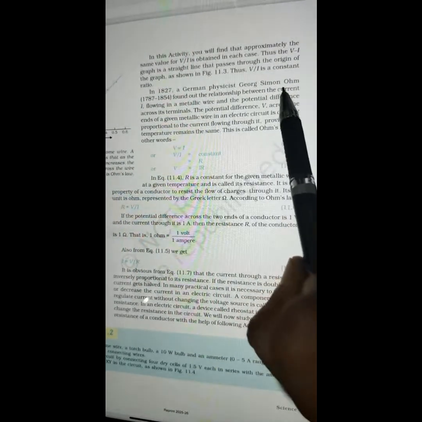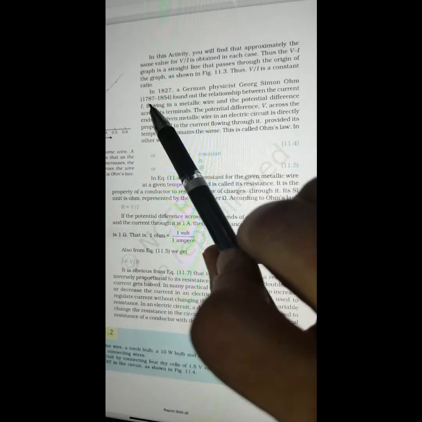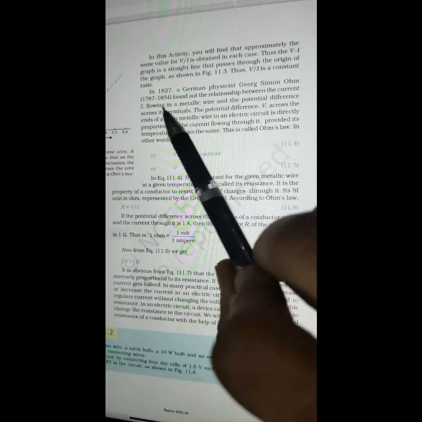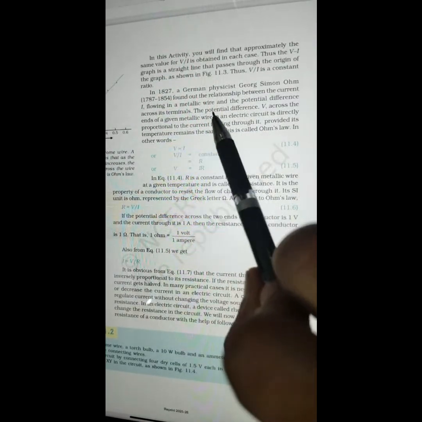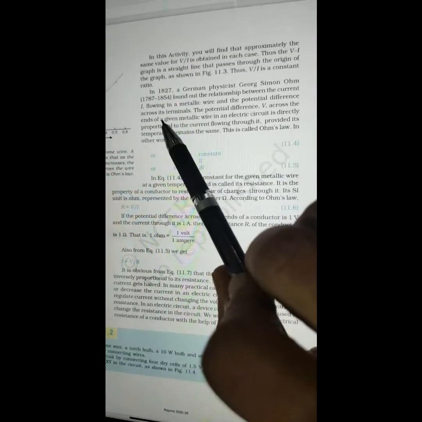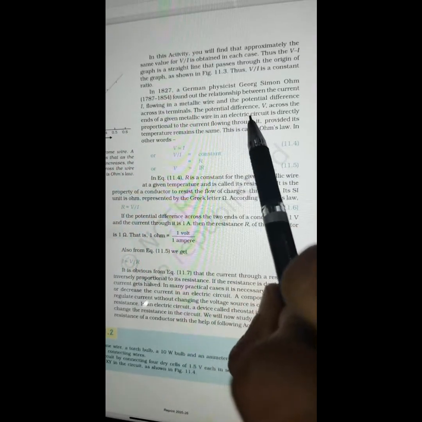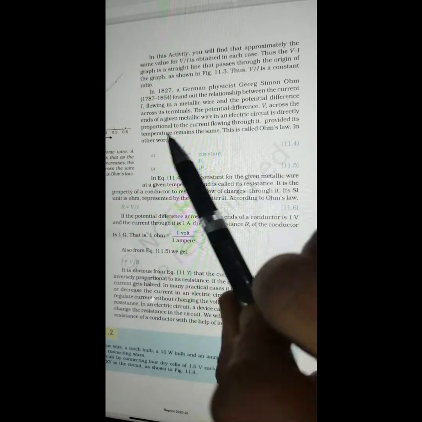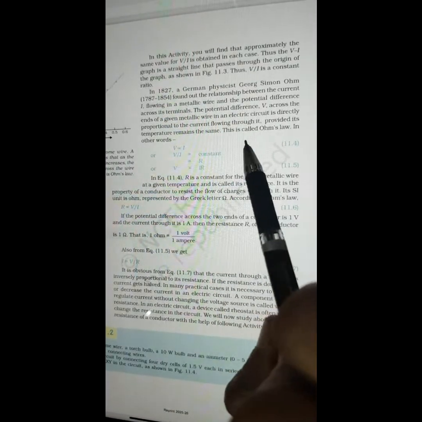In 1827, German physicist Georg Simon Ohm, born in 1787 and died in 1854, found the relationship between the current I flowing in a metallic wire and the potential difference across its terminals. The potential difference V across the ends of a given metallic wire in an electric circuit is directly proportional to the current flowing through it, provided its temperature remains the same. This is called Ohm's law.